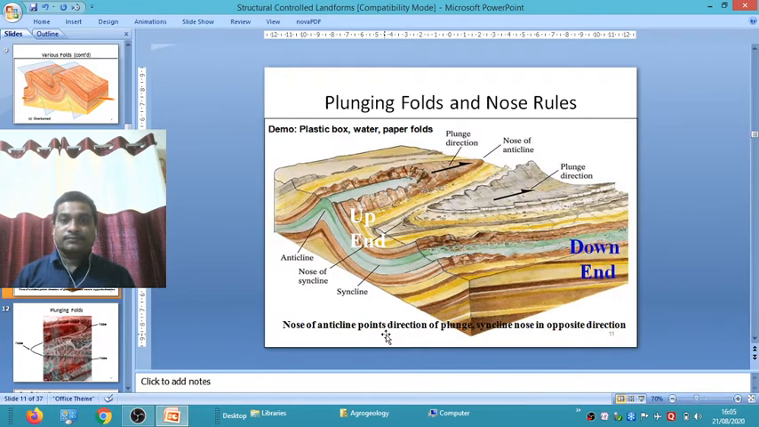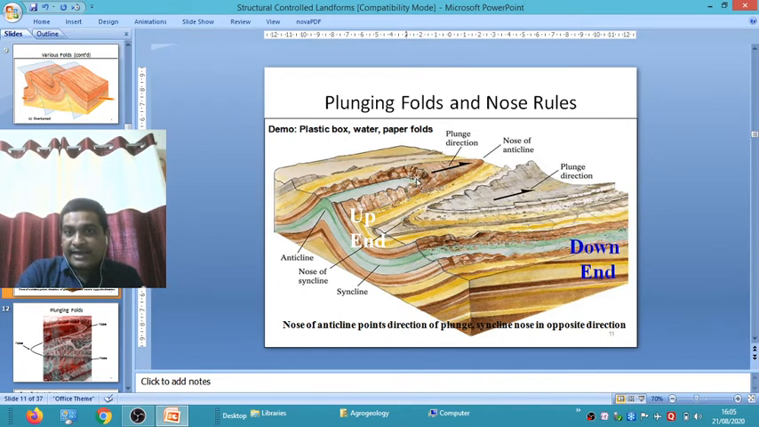Okay, this is the plunging fold and nose rules demo. This is the plastic box, water and paper folds based on the demographical model. Nose of anticline fold, find direction. Plunge syncline nose in opposite direction, down end.